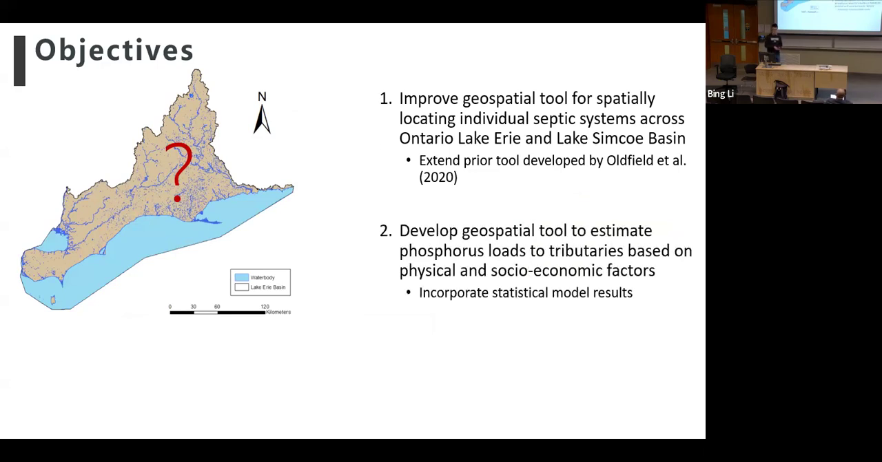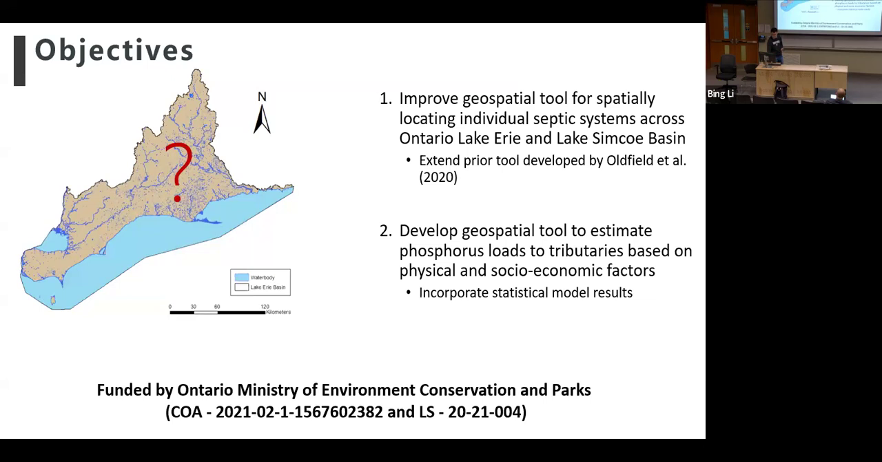my objective is to develop a geospatial tool to estimate the phosphorus flows to tributaries based on physical and socioeconomic factors. For example, the permeability or the setback distance from tributaries, or the average household income or the home age for those septic systems. This project is funded by the Ministry of Environment, Conservation and Parks.